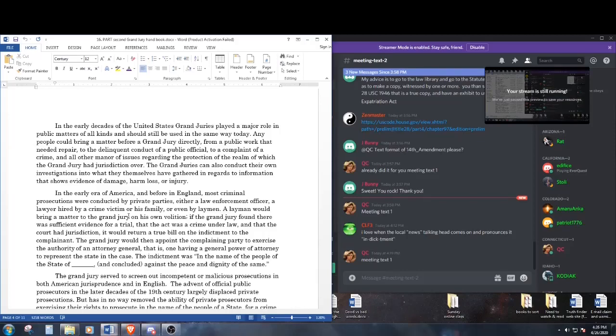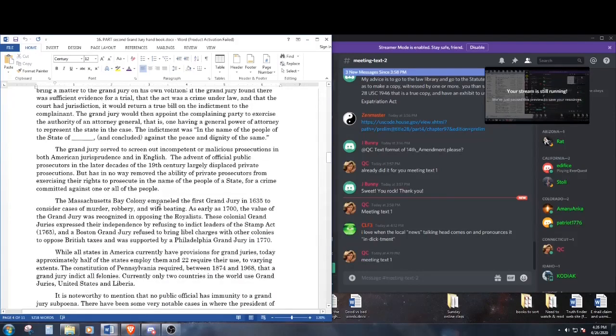Okay. So the grand jury served to screen out incompetent or malicious prosecutions in both American and English jurisprudence. The advent of official public prosecutors in the later decades of the 19th century largely displaced private prosecutions, but that doesn't mean we can't still do it. Okay, you don't need these district attorneys. You can do it yourself. It has in no way removed the ability of private prosecutors to exercise their rights to prosecute in the name of the people of a state for a crime committed against one or all of the people.